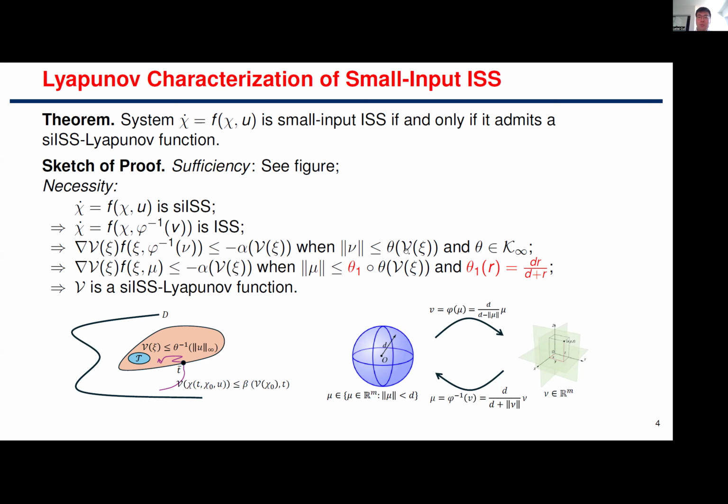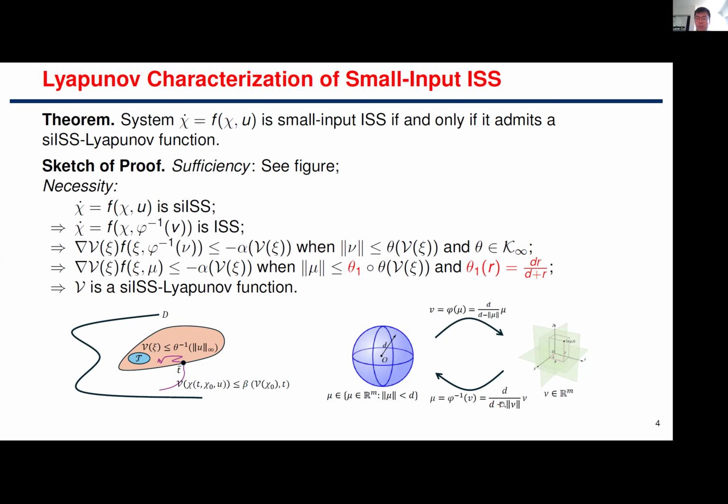So if the noise V is smaller than some class K infinity function of the optimal function, we can say that the derivative of the optimal function should be negative definite. Okay, but I mentioned there is a relation between U and V, right? If the norm of V is smaller than this one, we can see that the norm of mu is smaller than this one. So here we should introduce theta one.